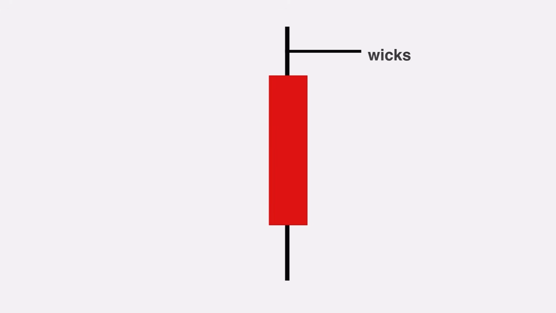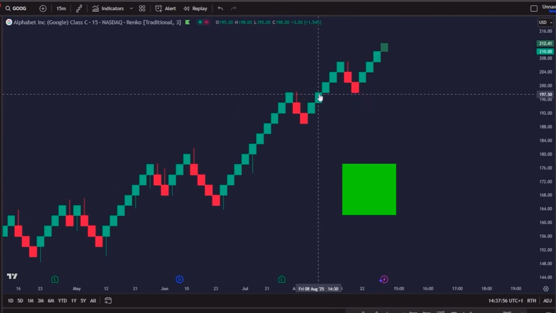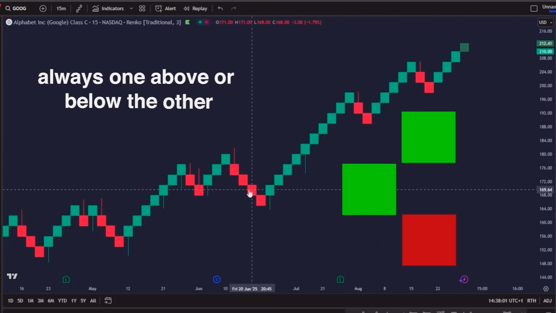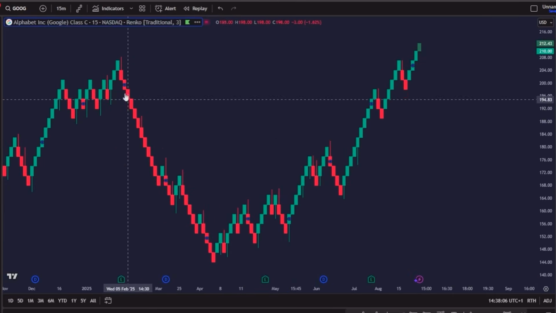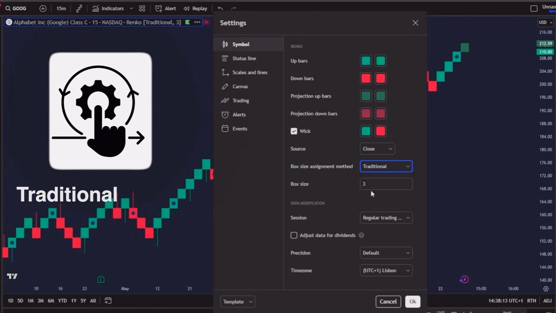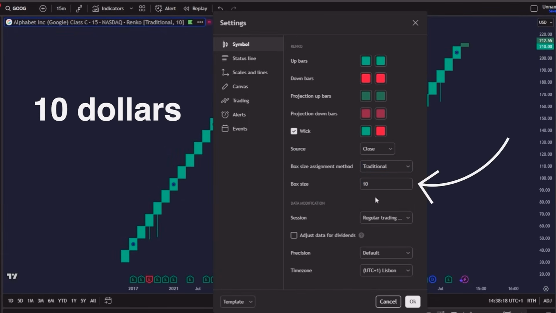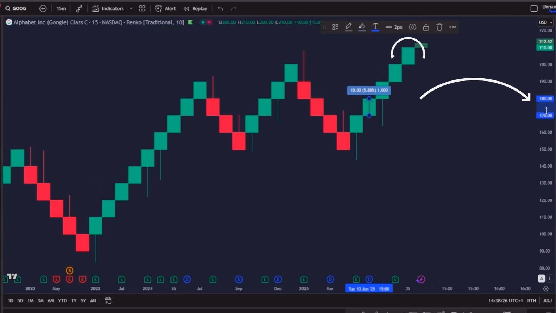Instead of candlesticks with wicks and bodies, you will see a series of clean boxes that either step upward or downward. They are never side by side, always one above or below the other, and this makes the overall trend very easy to read. Now, how are these boxes created? We have several methods. The most common is the traditional method, where you choose a fixed value for the box size, for example $10. That means each new brick forms only when the price moves $10 in one direction.